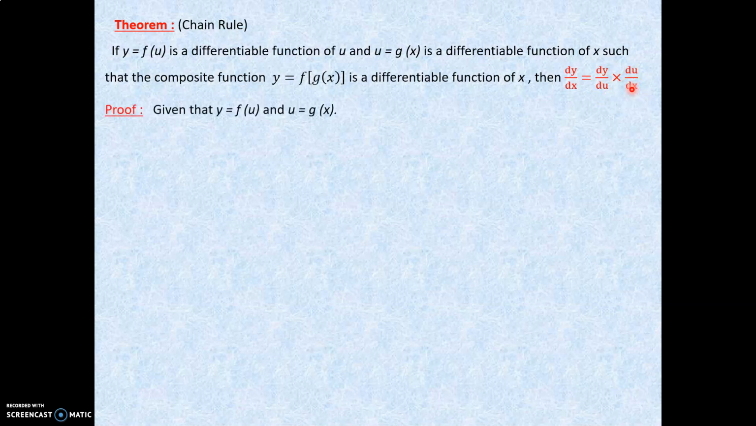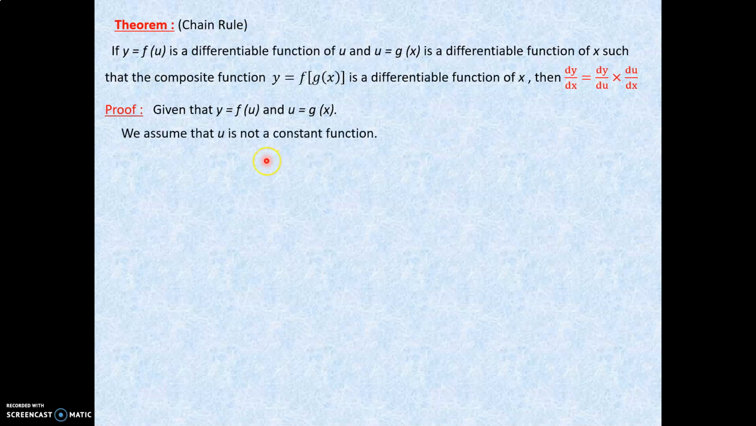So we'll start with the proof. In this statement, it is given that y is equal to f of u, that is a differentiable function of u, and u is a differentiable function of x. That is, y equal to f of u and u is equal to g of x.